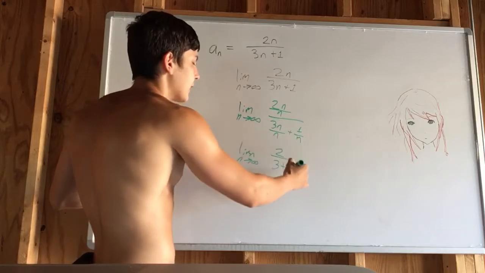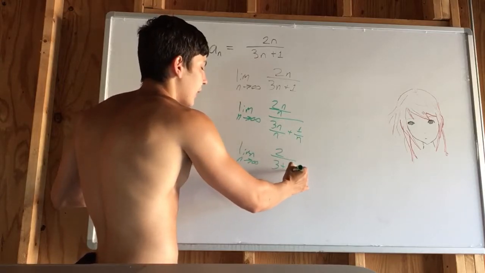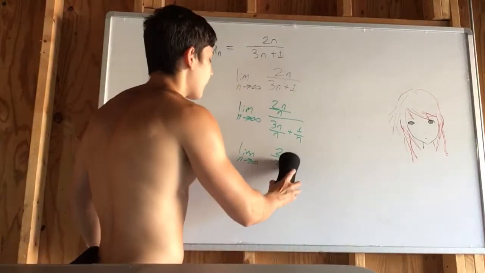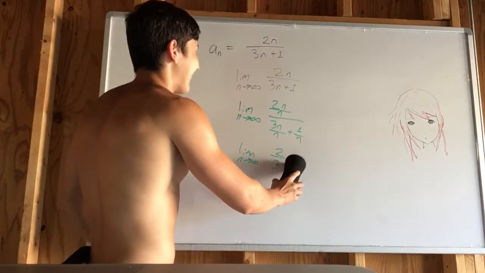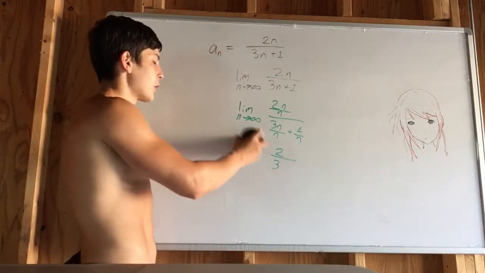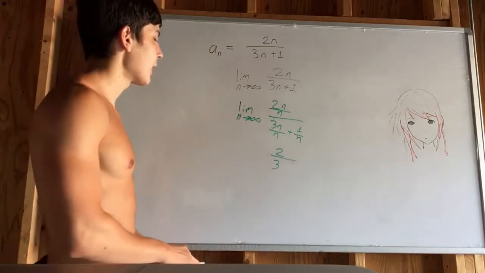We plug in infinity into that n that's left there. And so this thing goes to 0. We're left with 2/3. We're left with limit as n approaches infinity is 2/3, which is just 2/3. So this converges.